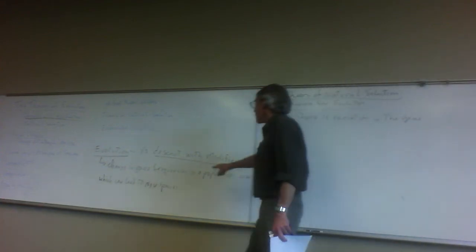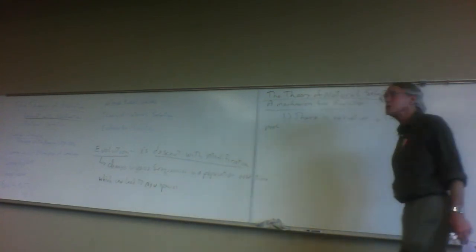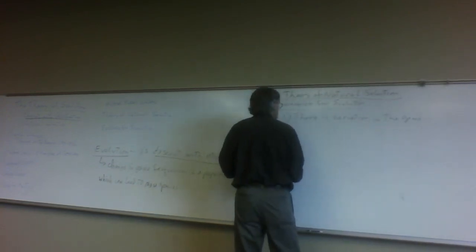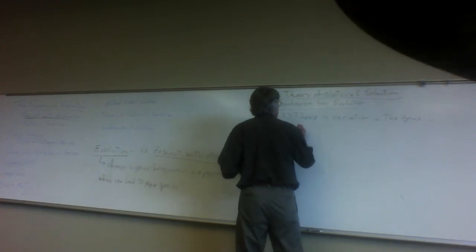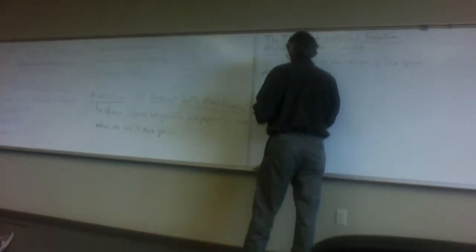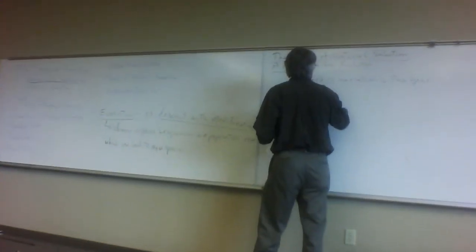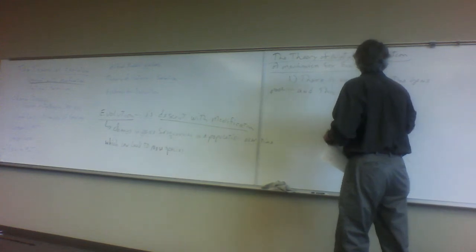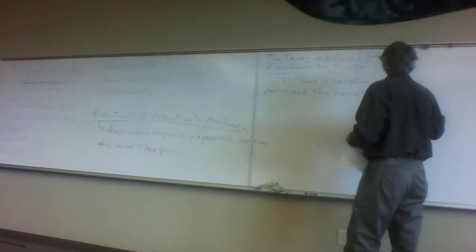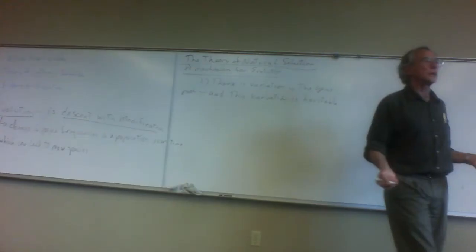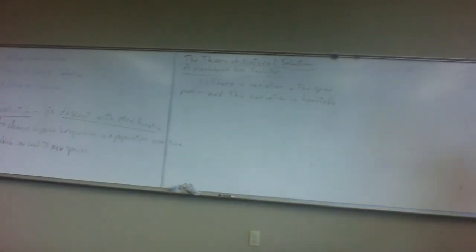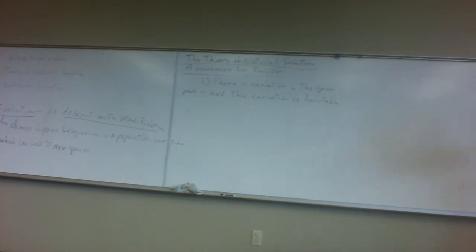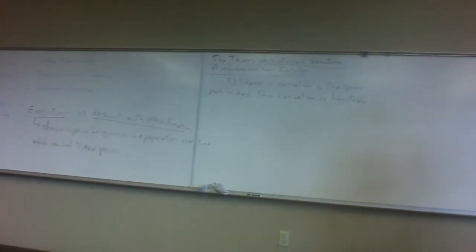And of course, what are we talking about in terms of evolution? Change in the gene frequencies. We're going to come back to that in just a second. So there's variation in the gene pool, and this variation is heritable. It's heritable because we're talking genes, right? The variation is due to what genes you have and the way they're expressed. But what's heritable, of course, is genes. So the variation is heritable.